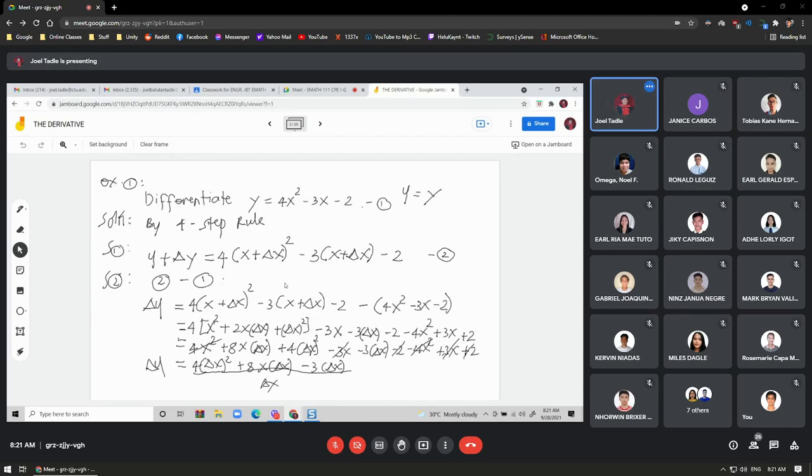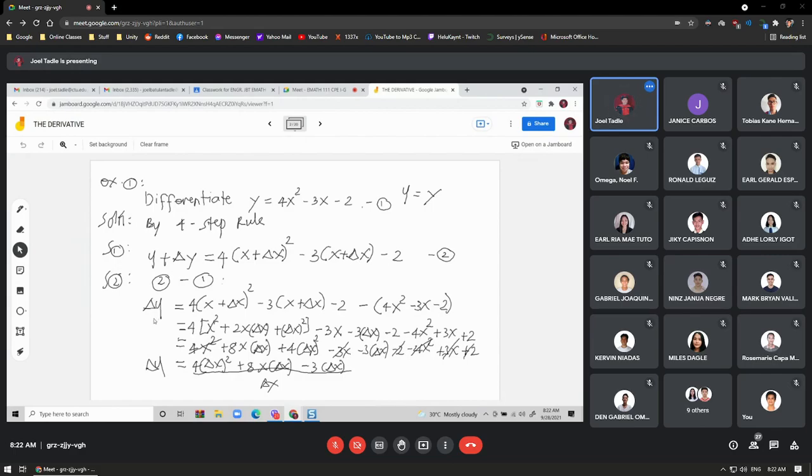Then after that, step number 2. Step number 2 is to subtract y from y plus delta y to determine delta y. So we subtract y equals 4x squared minus 3x minus 2 from y plus delta y equals 4 times quantity x plus delta x squared minus 3 times x plus delta x minus 2.